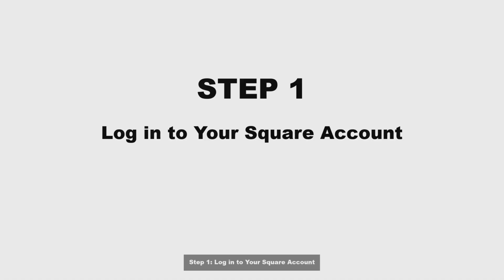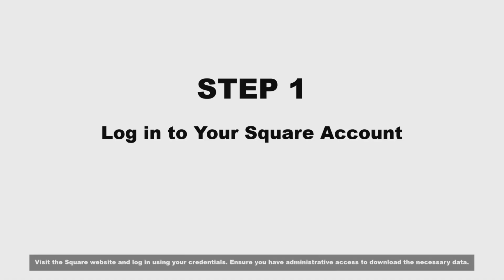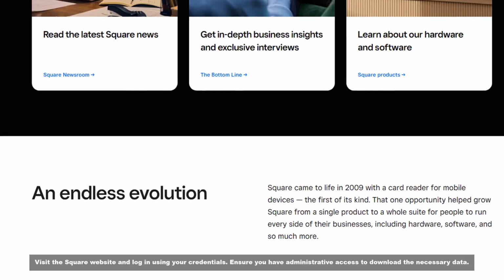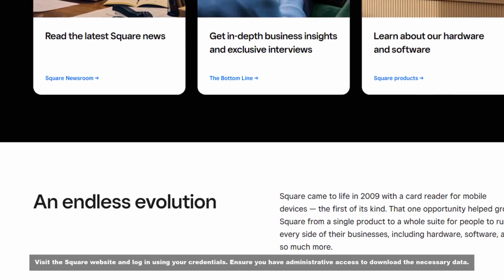Step 1. Log into your Square account. Visit the Square website and log in using your credentials. Ensure you have administrative access to download the necessary data.